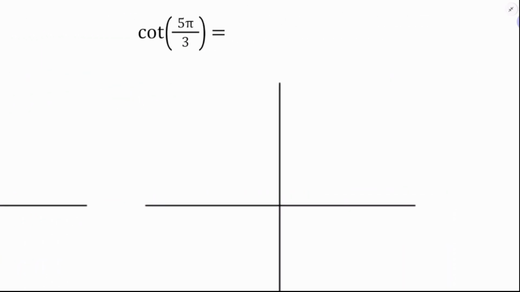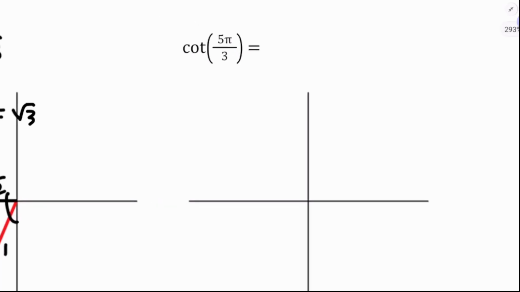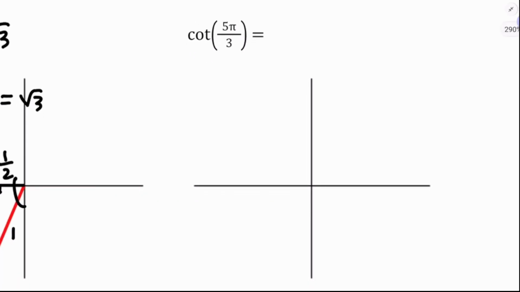Cotangent of 5 pi over 3. 5 pi over 3, almost all the way to 2 pi. 2 pi would be 6 pi over 3, so I'm going to go back by pi over 3, back by 60 degrees from all the way around. Draw the reference triangle, label it, and do some SOHCAHTOA. 1/2 and root 3 divided by 2. X is going to be positive, y is going to be negative, so the root 3 over 2 will be negative.